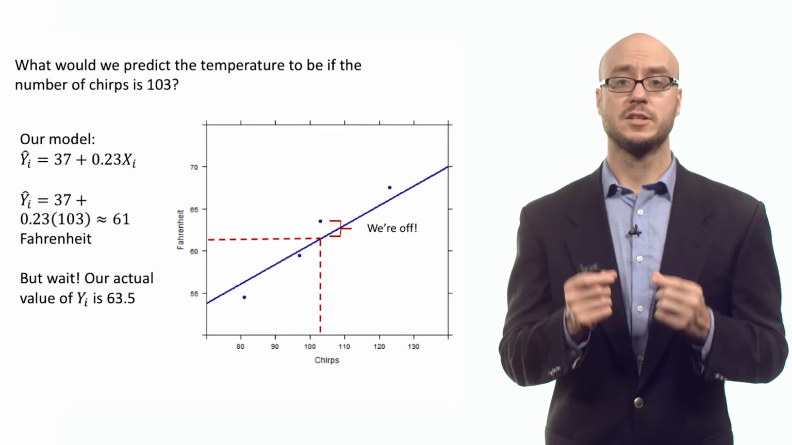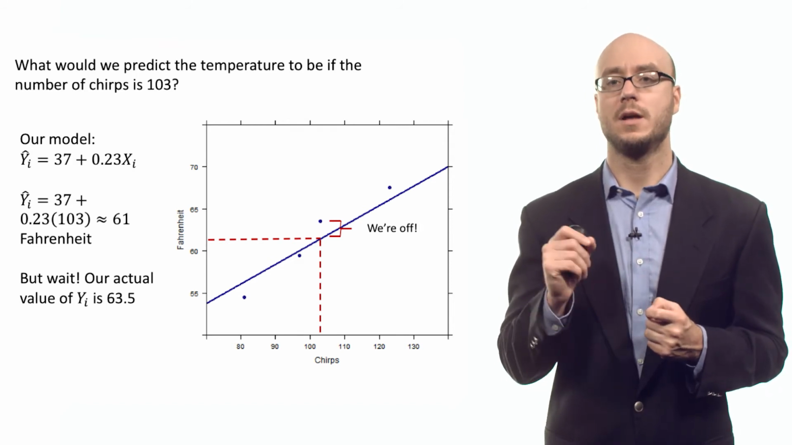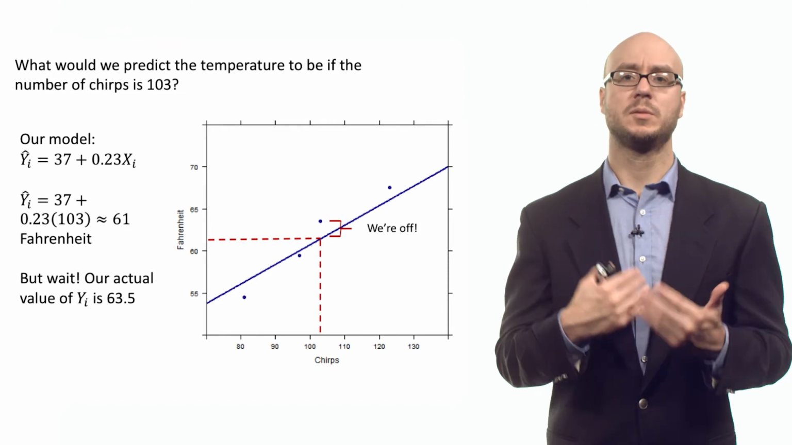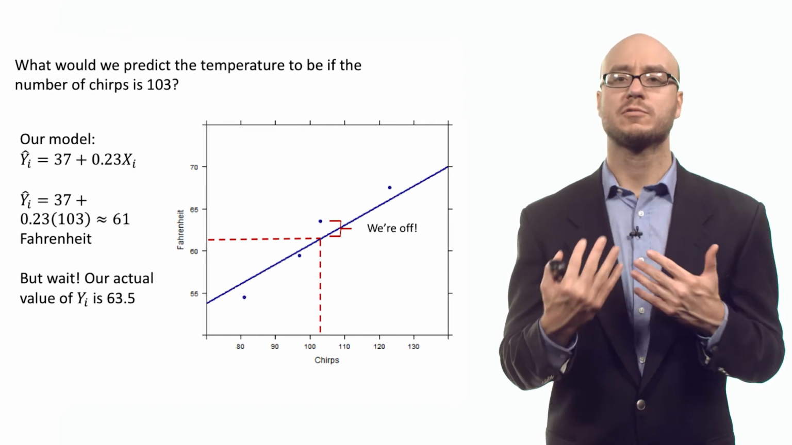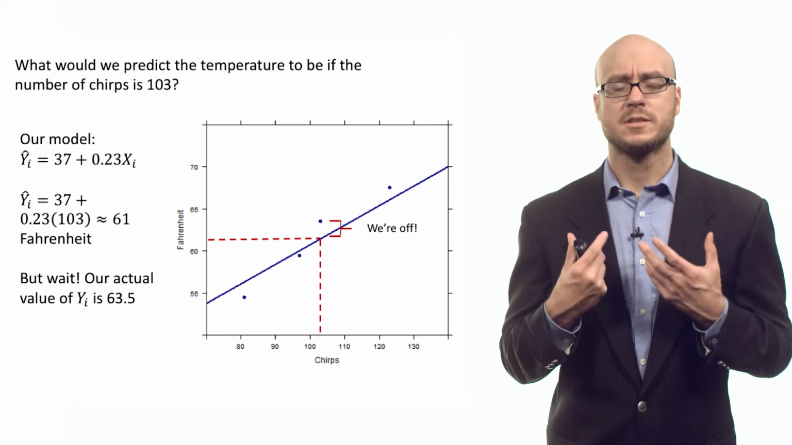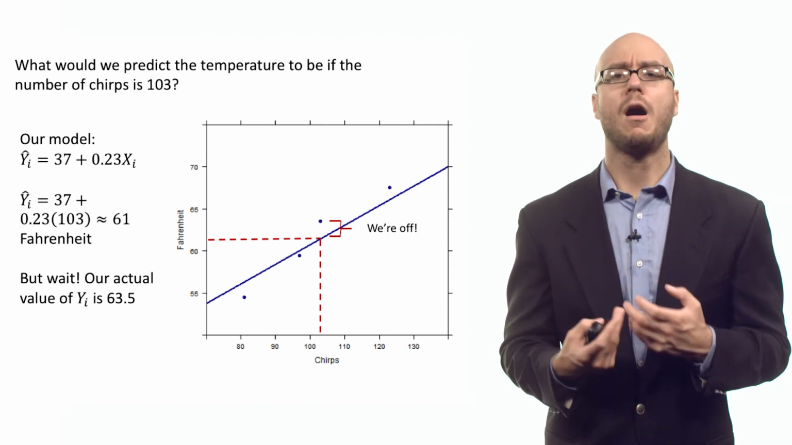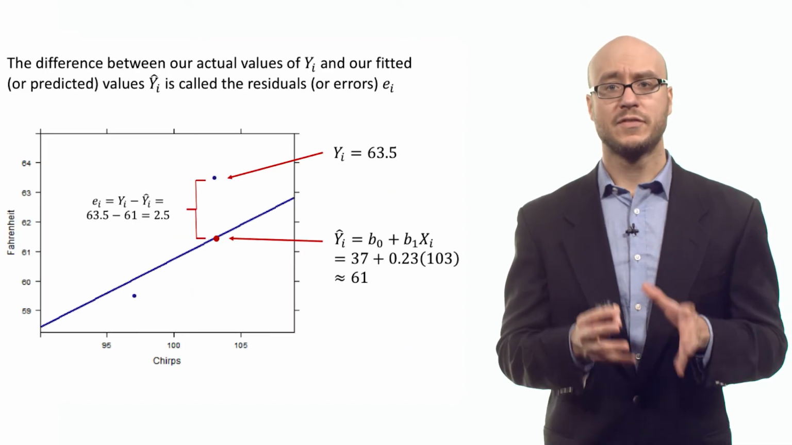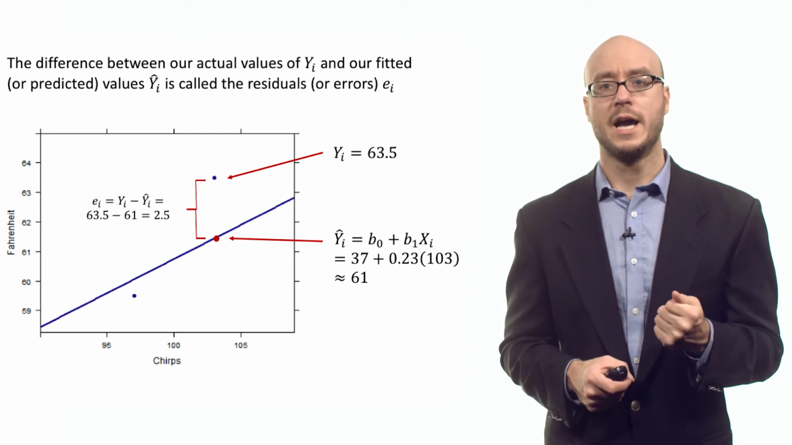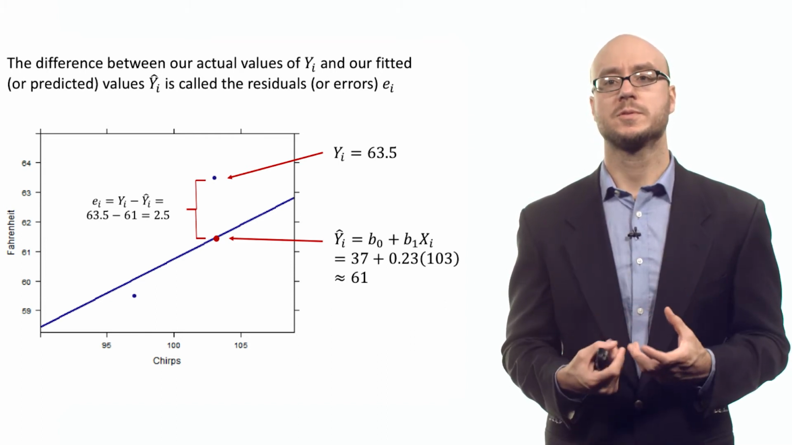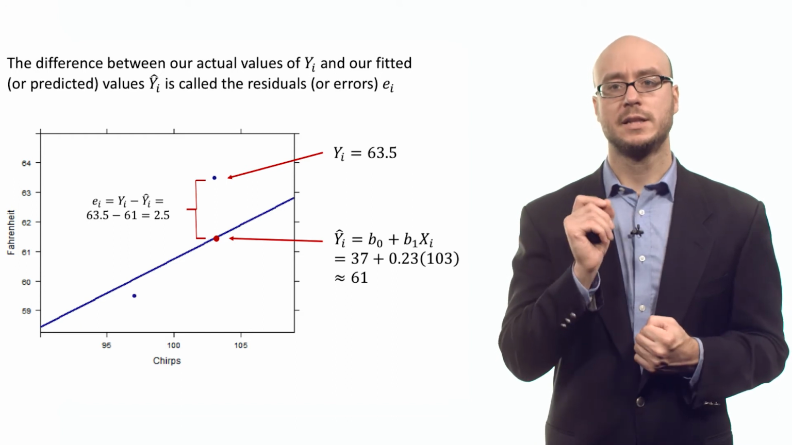This should be clear because those y-hats all lie on the line, and you can see that the actual data points are a little bit above, a little bit below. They're not always directly on the line. So we're a little bit off. Is there a way we can talk about being slightly off in terms of prediction? Well, there is. The differences between the raw values of y and our fitted or predicted values, our y-hats, are called residuals or errors. We label these little e.